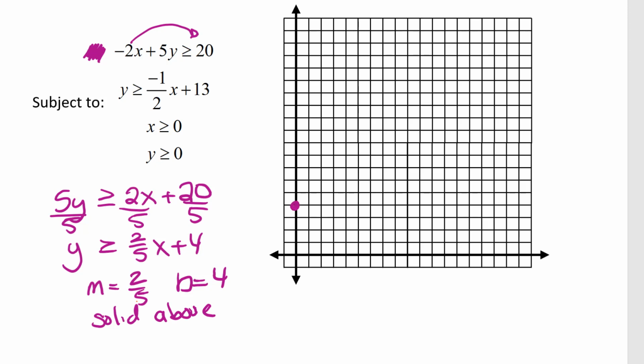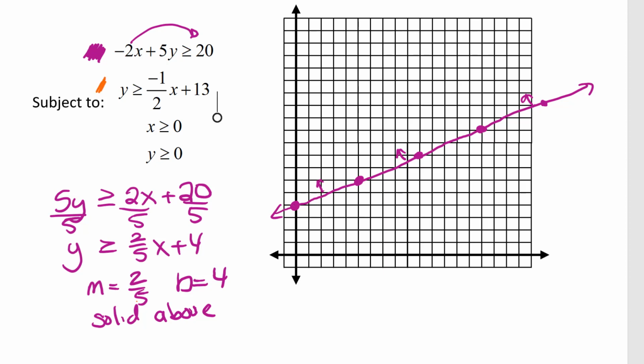So I'm going to go to 4, up to right 5, up to right 1, 2, 3, 4, 5, 1, 2, 3, 4, all the way off my graph. That's off there. I can connect this with a solid line, and I'm shading above, so I'm going to just put a couple arrows here to remind myself later that I'm going to be shading above.